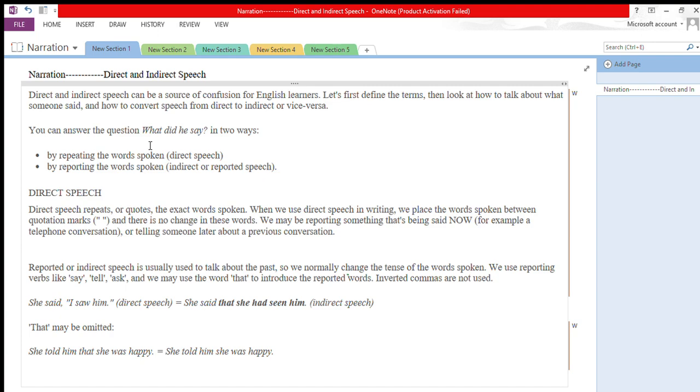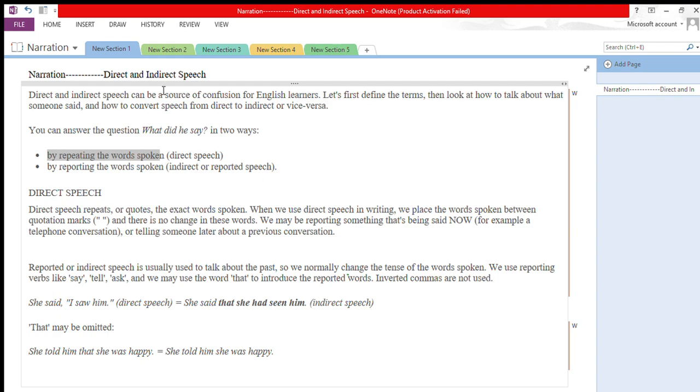Today we are going to talk about narration, or direct and indirect speech. Now before we start, we need to understand what direct and indirect speech is. There are two ways you can answer the question, what did he say, or what did someone say? Now the first way is by repeating the words spoken.